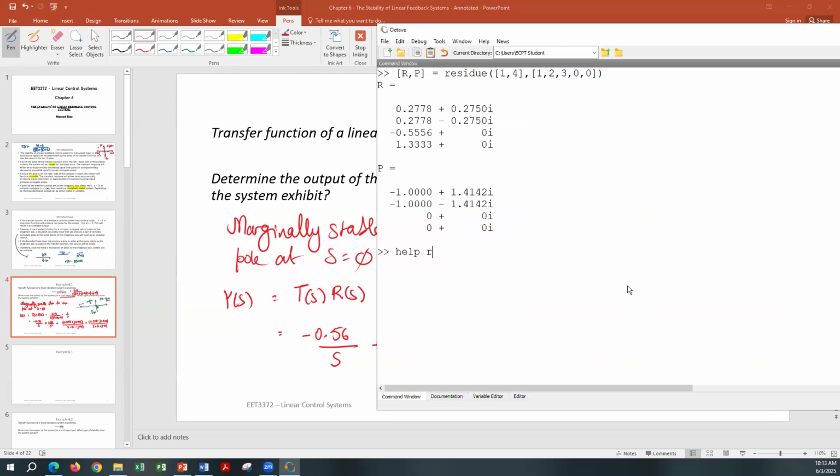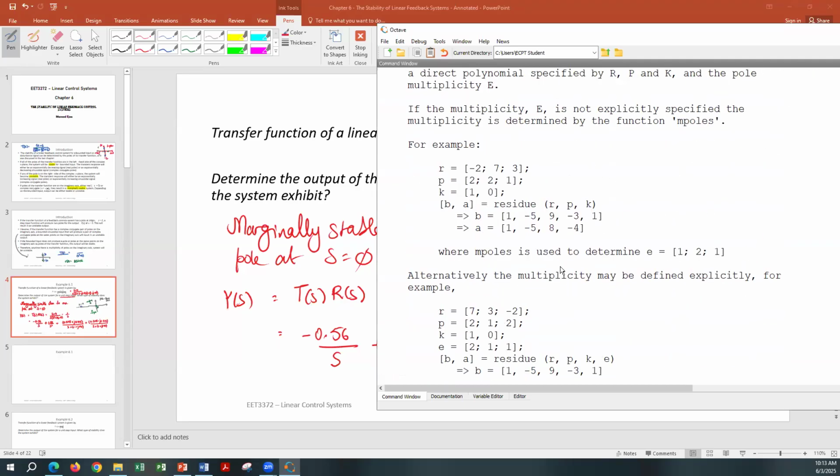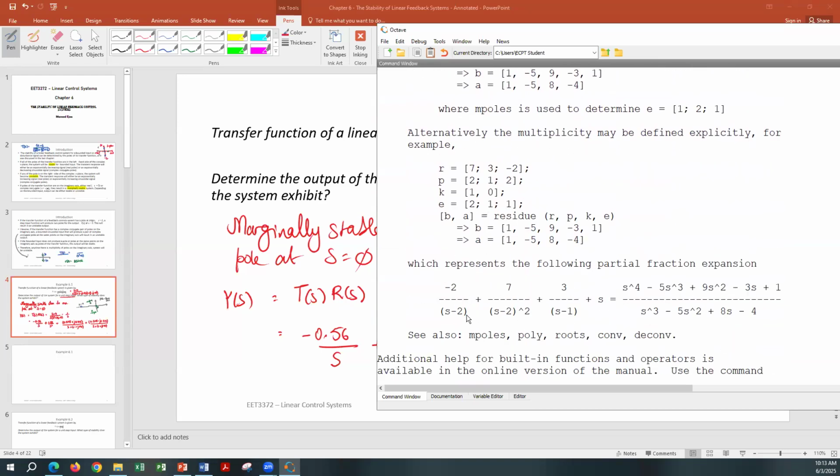So if you call help residue, okay, so here it is for the repeated pole. As you can see, -2 over s minus 2, 7 over s minus 2 square, 3 over s minus 1, blah, blah, blah, right? So it starts with the lowest power. Let's see, so RPK right here. P is 2, 2, 1. So you have two values of 2 and then 1. So the first value has the power 1, s minus 2. The second value has the power 2. And then, of course, 1 is simple. So it starts with the lowest power of the factor, and then it keeps on increasing if you have multiple poles.